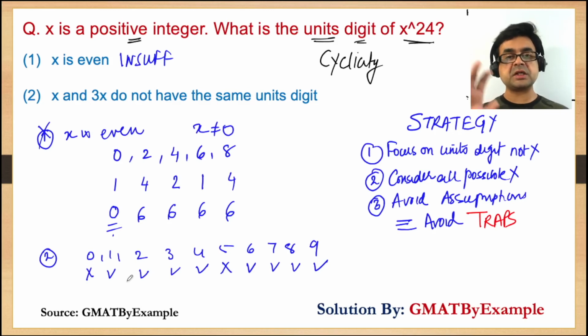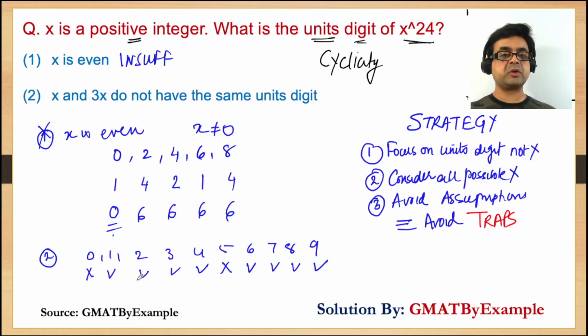And since some of them are even and some of them are odd, the units digit would be sometimes even and sometimes odd. Hence we know that this will be insufficient, because sometimes we will get an even answer, sometimes we will get odd answers to the units digit. So even 2 is not sufficient.